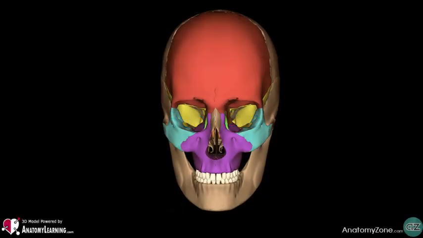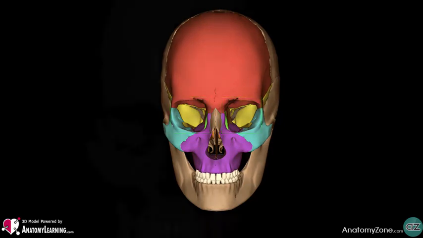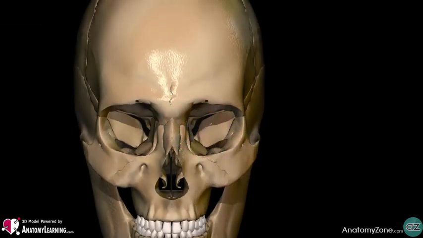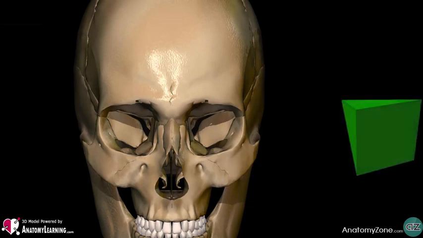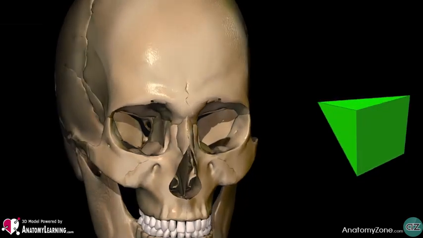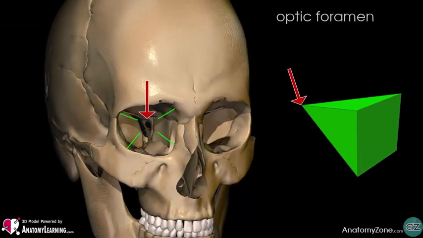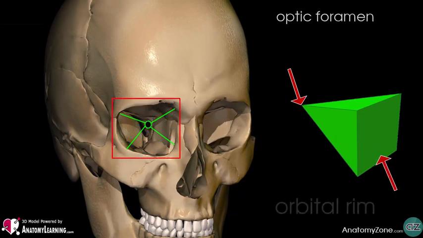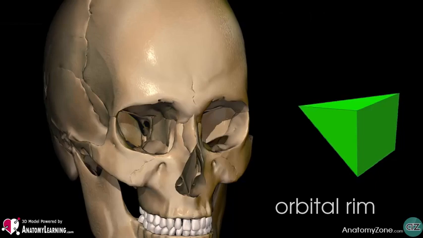The bony orbits, or eye sockets, are bilateral and symmetrical cavities in the head. They enclose the eyeball and its associated structures. The orbit can be thought of as a pyramidal structure, with the apex pointing posteromedially into the optic foramen, and the base situated anteriorly, opening up into the face and formed by the orbital rim.